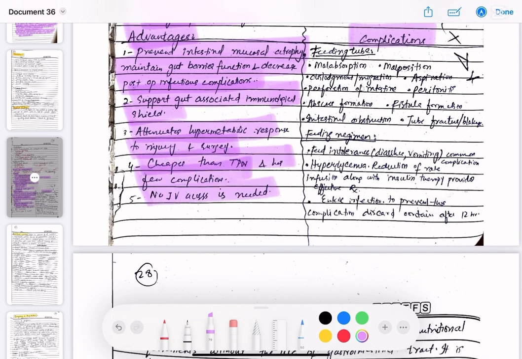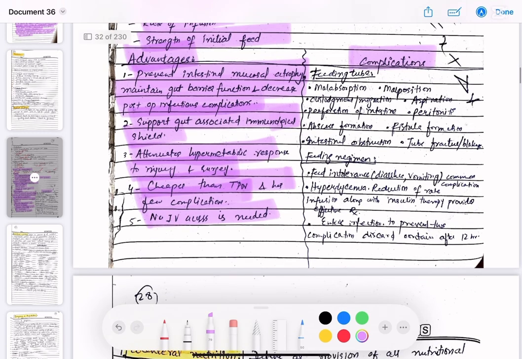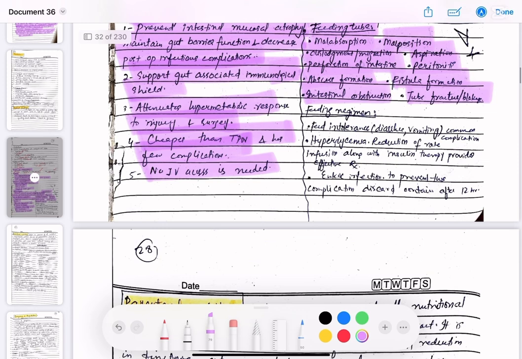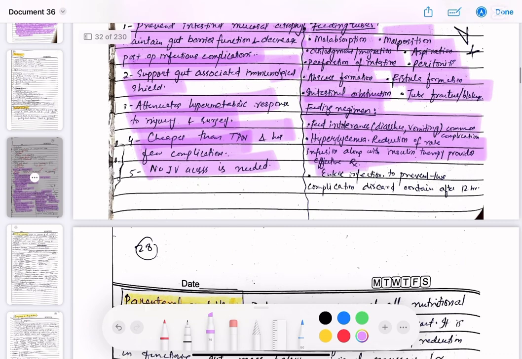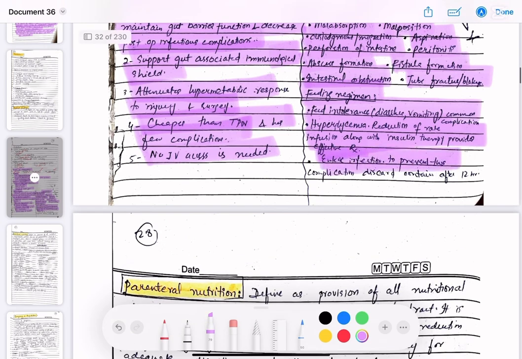Complications related to the feeding tube are malabsorption, malposition, dislodgement or migration, aspiration, perforation of the intestine, peritonitis, abscess formation, fistula formation, intestinal obstruction, and tube fracture or blockage. Those related to the feeding regimen are feed intolerance, diarrhea, vomiting, and hyperglycemia. Reducing the rate of infusion along with insulin therapy provides effective treatment. To prevent infection, discard the contents after 12 hours.